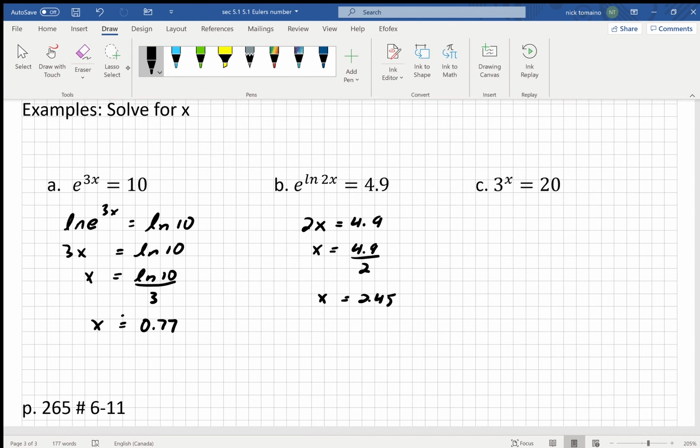And now the last one, we don't have a base e here, so it doesn't matter. We can do the log of both sides or the ln of both sides. They both work. So let's do the ln. So we have ln of 3 to the x is equal to ln 20. Bring the x out front. x times ln 3 equals ln 20. And x is equal to ln 20 divided by ln 3, which is 2.73.